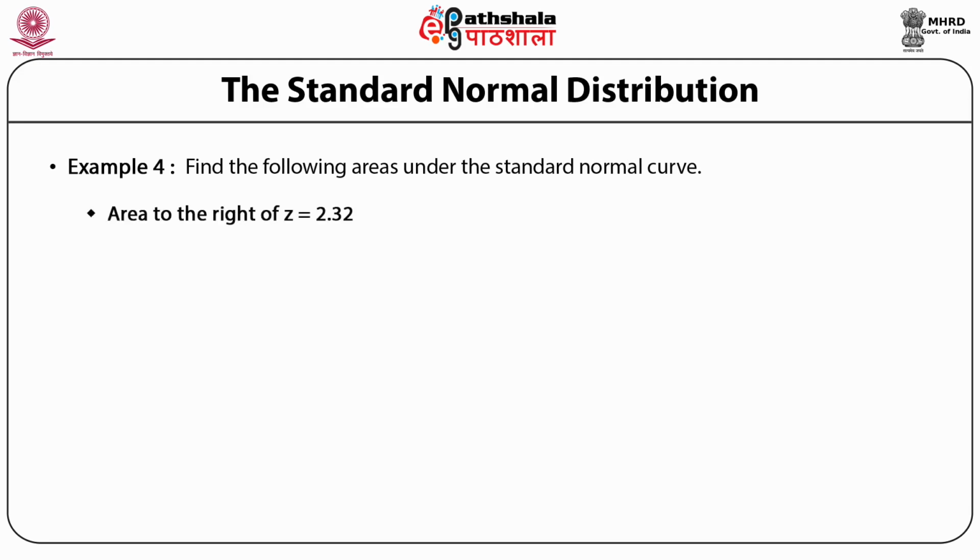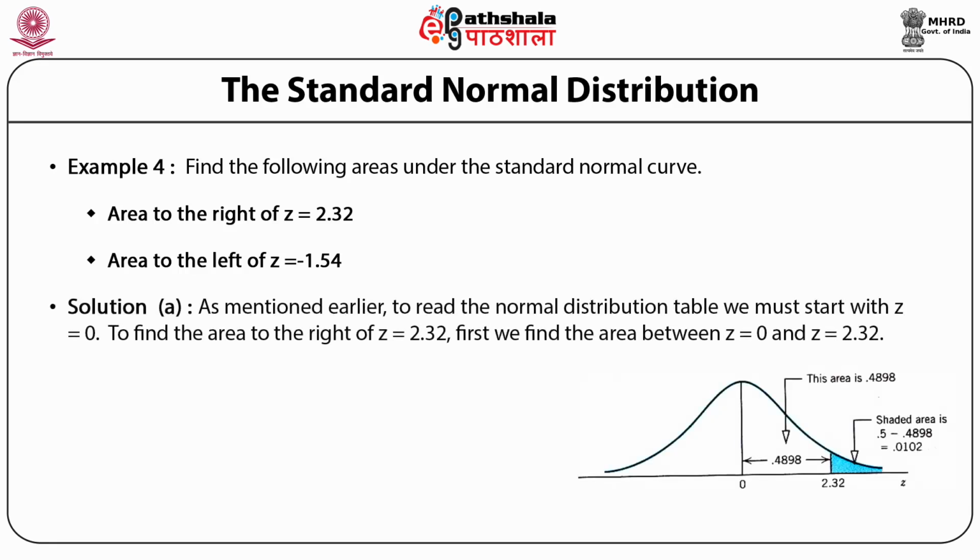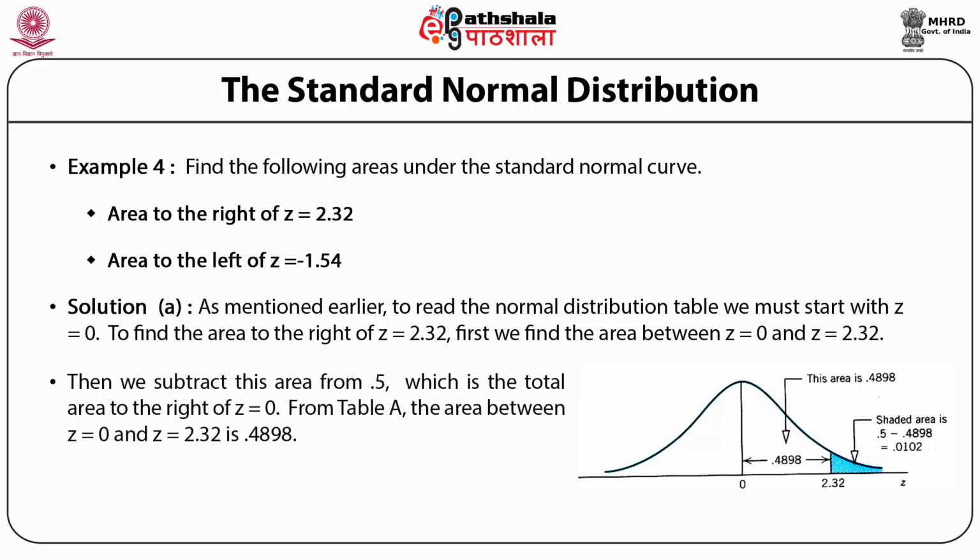Next, find the following areas under the standard normal curve. Number A, area to the right of z equals 2.32. And second, area to the left of z equals minus 1.54. So for the area to the right of z, as mentioned earlier, to read the normal distribution table we must start with z equals 0. To find the area to the right of z equals 2.32, first we find the area between z equals 0 and z equals 2.32. Then we subtract this area from 0.5, which is the total area to the right of z.